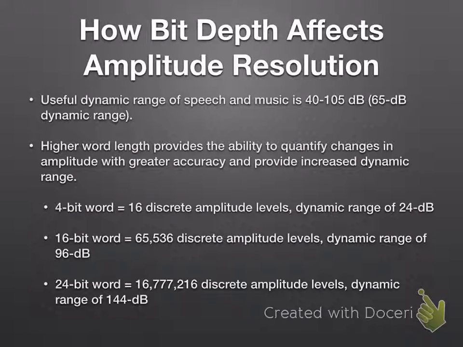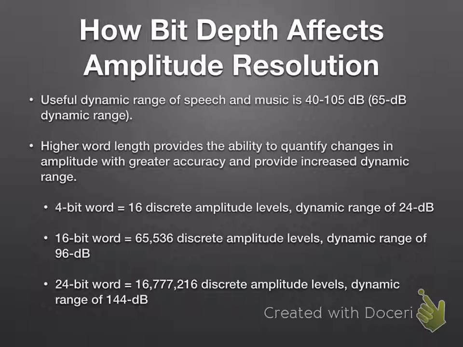The resolution, or the bit depth, as I mentioned earlier, has an impact on the amplitude of a digital recording. Essentially, the useful dynamic range of speech and music is 40 to 105 decibels. So essentially, a 65 dB dynamic range. You can kind of do the math to figure that out. If you have a higher word length, or more ones and zeros to describe digital events, then you'll have a greater accuracy and greater dynamic range.